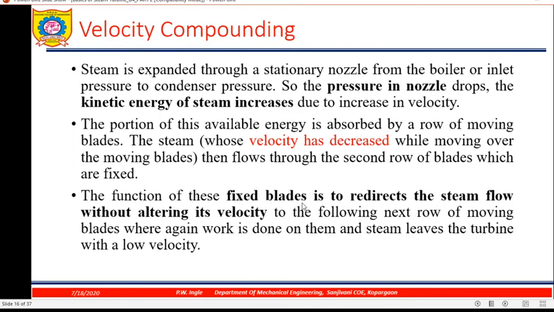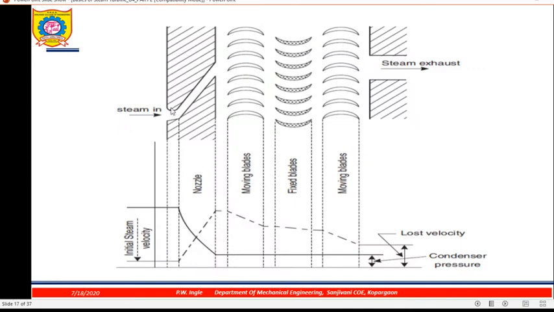The function of the fixed blade in the second row is to redirect the steam flow, without altering its velocity, to the next row of moving blades, where again work is done, and the steam leaves the turbine with a low velocity. So we'll see the diagram.